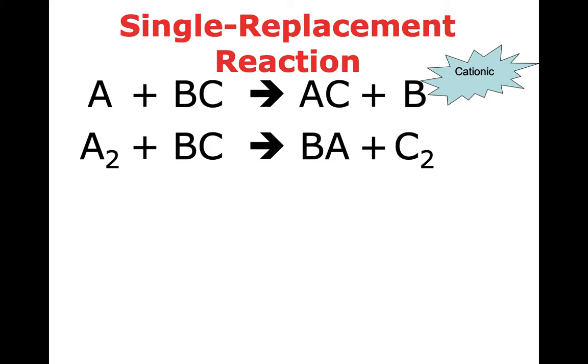So if A is replacing C, C is negative. A would then be creating an anion, which is a negative ion. So this is called an anionic single replacement reaction.